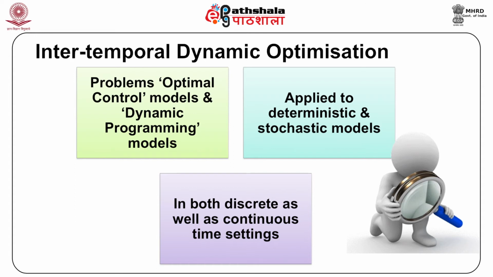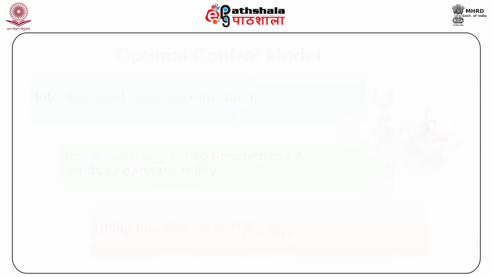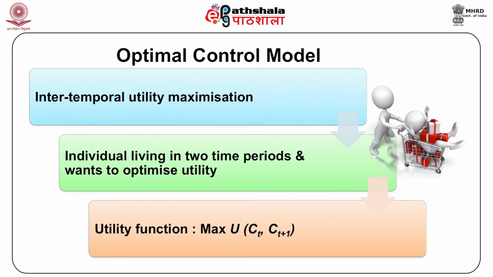Main models to solve such problems are optimal control models and the dynamic programming models. These can be applied to deterministic as well as the stochastic models in both discrete as well as continuous time settings. Let us discuss optimal control model. Taking a case of intertemporal utility maximization, we can assume an individual who lives in two time periods and wants to optimize its utility in the entire span of time.